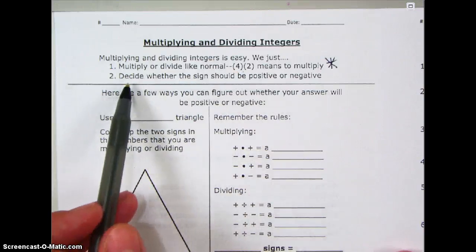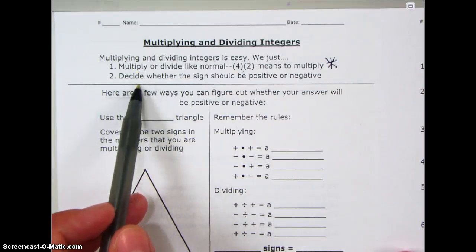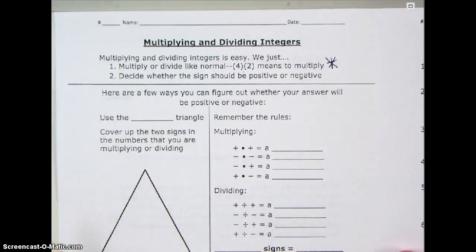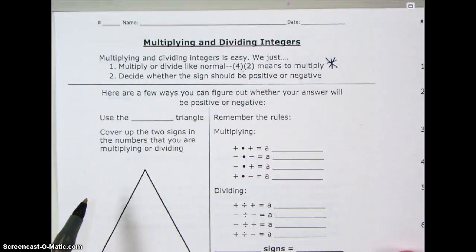Once you have multiplied or divided your numbers like normal, then all you need to do is decide whether the sign should be positive or negative. And that's what we're going to focus on in our notes today: how do we know whether the sign is going to be a positive or negative sign for my answer? So here are a few ways that you can figure out whether your answer will be positive or negative.